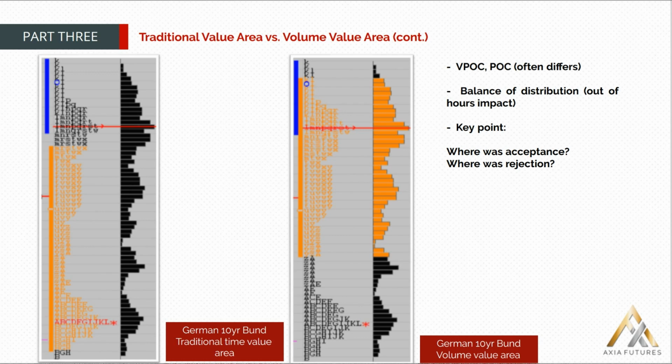The whole point of using profiles is to determine where is price being accepted, and then secondly, where is price being rejected. If you can answer these two questions, it doesn't really matter whether you use traditional value areas or normal volume-based value areas. The question is, where is the market accepting price and where is the market rejecting price?